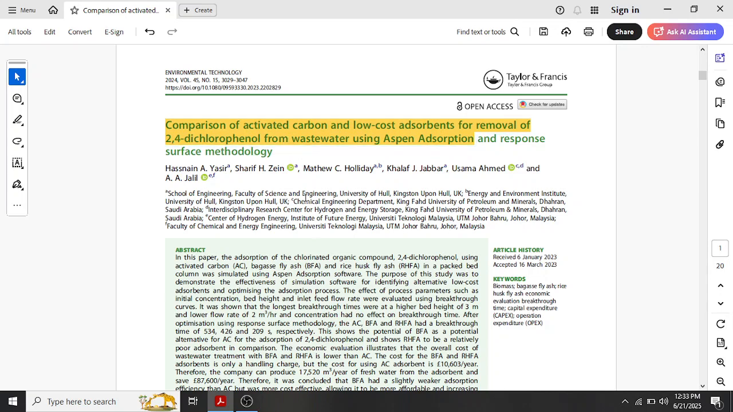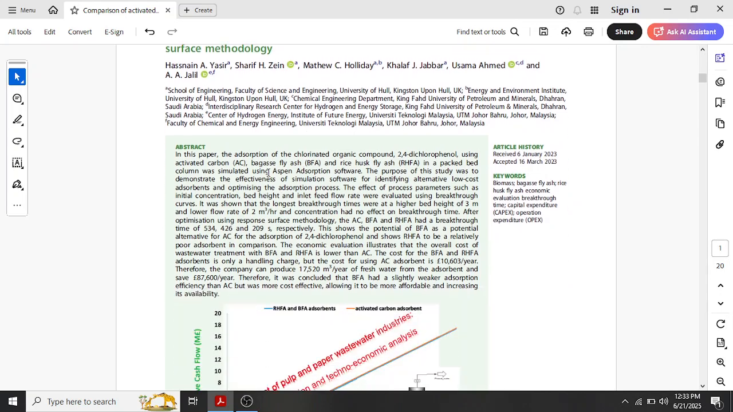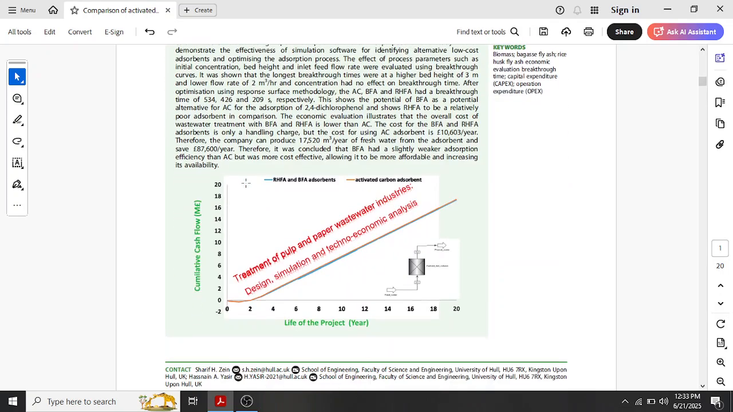We will use the activated carbon. We can use other adsorbents like bagasse fly ash. We can also use rice husk fly ash to adsorb 2,4-dichlorophenol. But in this lecture, we will only use activated carbon to adsorb 2,4-dichlorophenol from the paper and pulp industry.